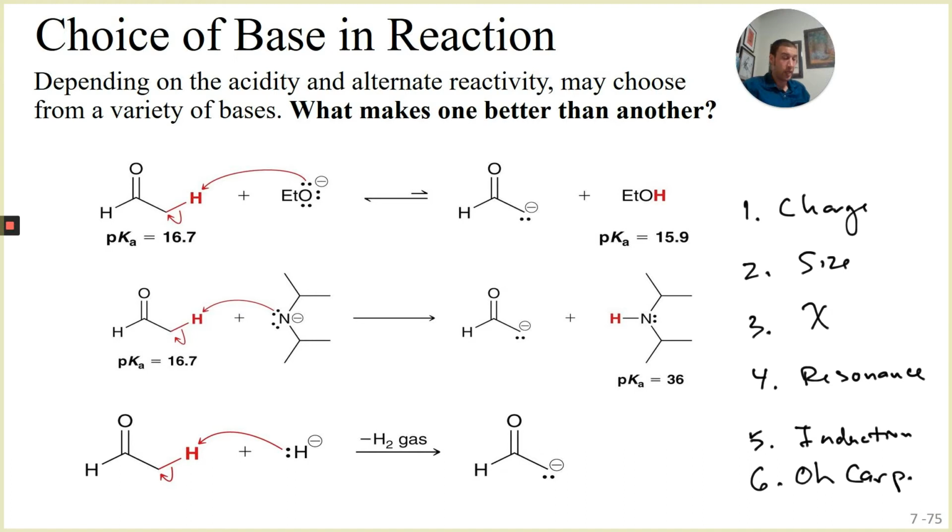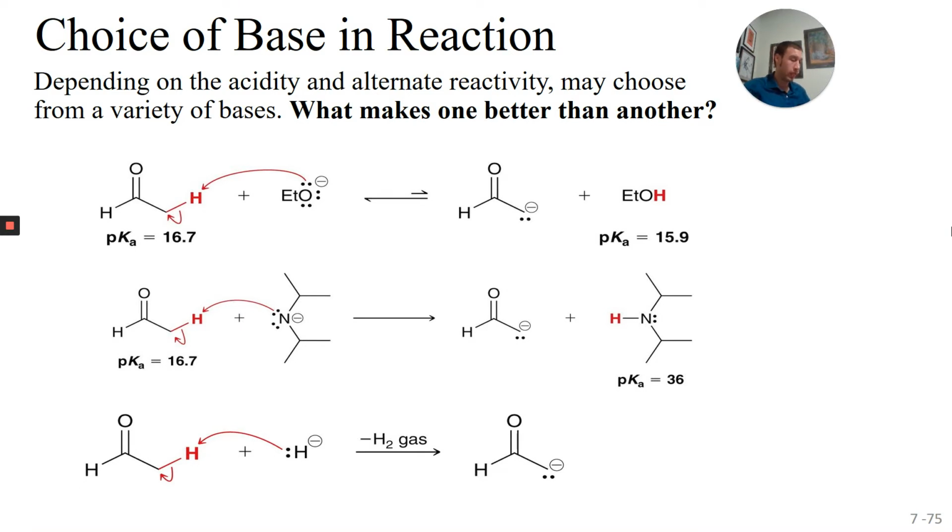How basic is it, or how would we have predicted that base strength? Well, that's where we would go through and use our rules. The charges were all the same in each of these cases, so size, the very second rule on the list. Okay? Hydride is so small, it can't stabilize the electrons. And that's why hydride becomes a stronger base.